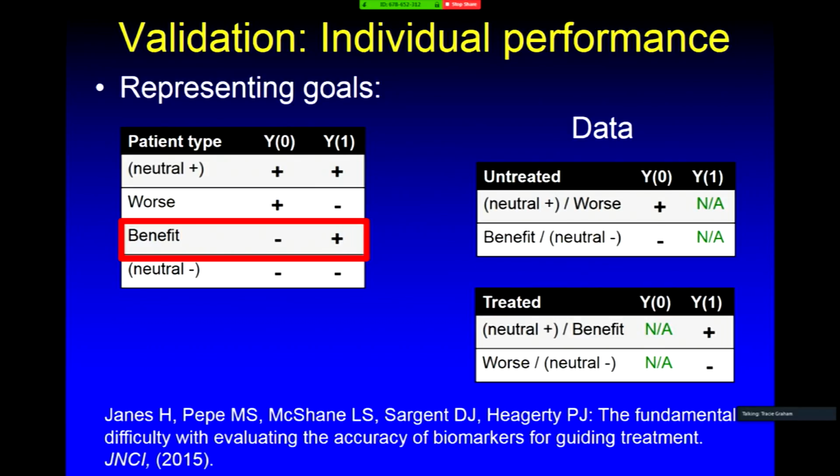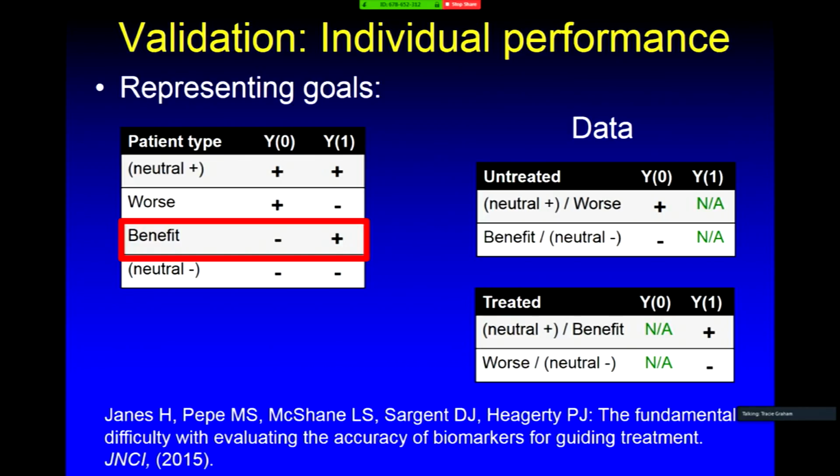I'll show you why there's a fundamental problem of measurement here. And what is the data that we can see, and is the data that we can see adequate for this purpose? We can see data for untreated people, whether they get better or not, or whether they do well or not. We can see it for treated people as well. And from this, you collapse two of the groups together when you look at untreated data or treated data. So I really can't separate the folks who benefit with either particular data.